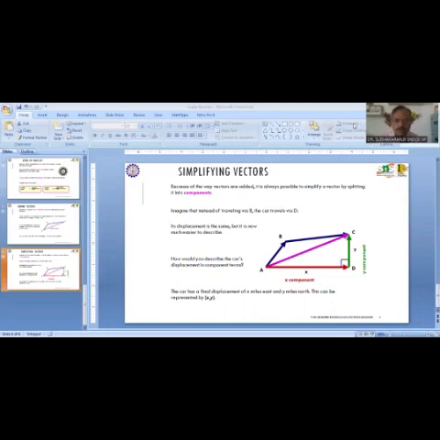Similarly, it is possible to simplify the vectors. So it is always possible to simplify a vector by splitting it into two components. So imagine that instead of traveling via B, the car travels via D. Its displacement is the same. Whether it travels via B or it goes via D, the displacement is going to be the same. But it will be much easier if it takes the path from A to D, then from D to C, instead of moving from A to B and B to C.